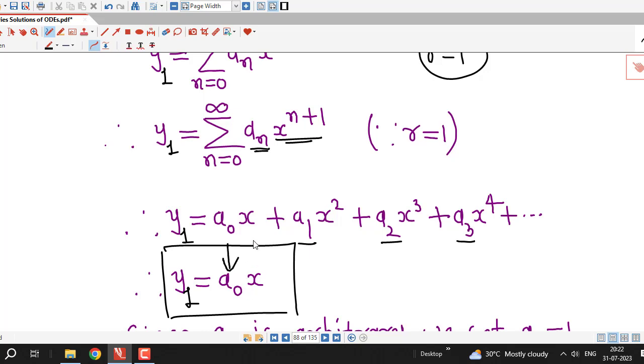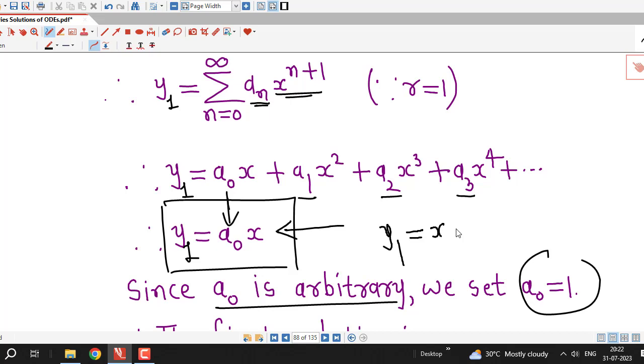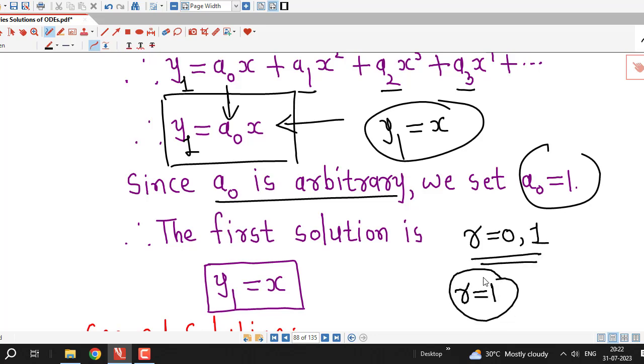Now this a0 is arbitrary, so we can consider any value for a0. I have taken a0 equal to 1. Since a0 is arbitrary, we can set a0 equal to 1, and therefore the first solution is y1 equal to x. So you can see here we have roots of the indicial equation differing by an integer, and first I take r equal to 1 and I find the first solution, which is y1 equal to x.